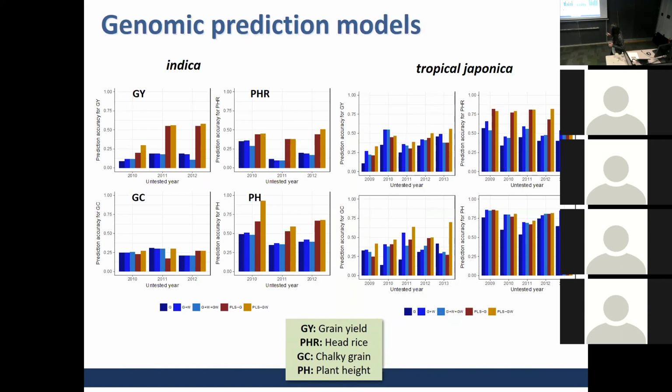We can see that for the indicas and also for the japonicas, but mostly for the indicas, the PLSR models gave better or equal prediction accuracies than the reaction norms. Usually this orange bar, which corresponds to the PLS using both molecular markers and environmental covariates, gives a little higher prediction accuracy. We can see it here too for the japonicas. So basically, for these data sets, we obtain better prediction accuracies when using the PLSR models.